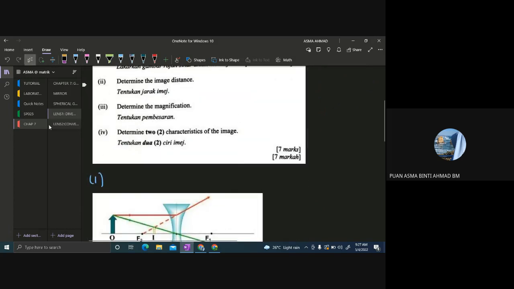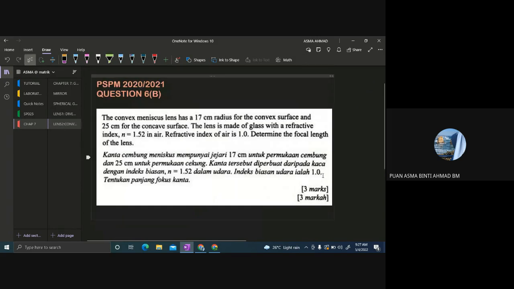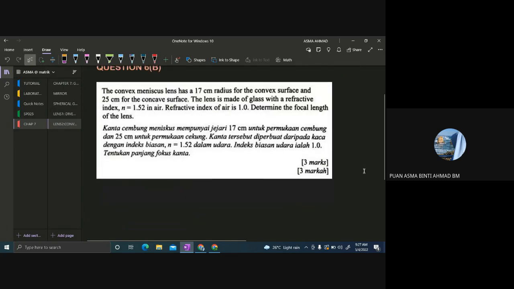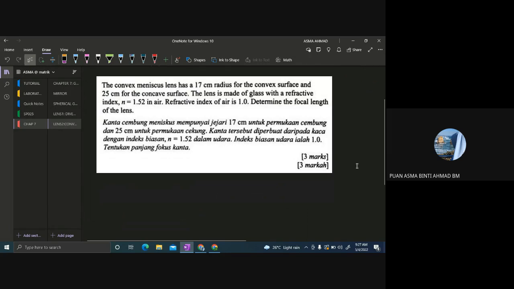For the second question, I choose from 2020-2001, question 6B. This question gives us a convex meniscus lens. What is the shape of a convex meniscus lens? This is the shape of a convex meniscus lens. It has radii of 17 centimeter for the convex surface and 25 centimeter for the concave surface.